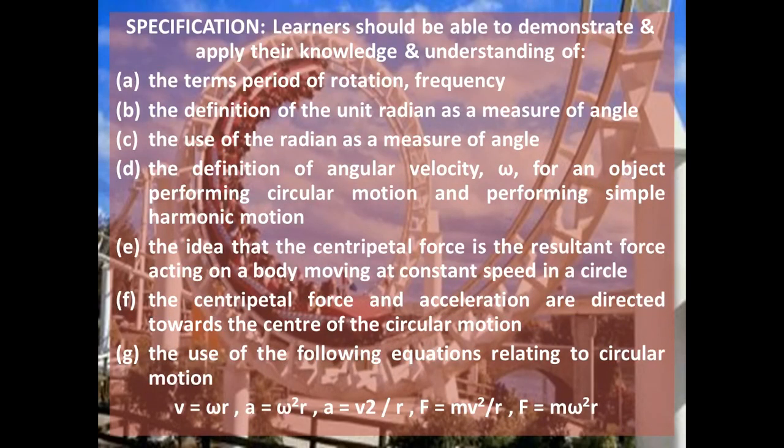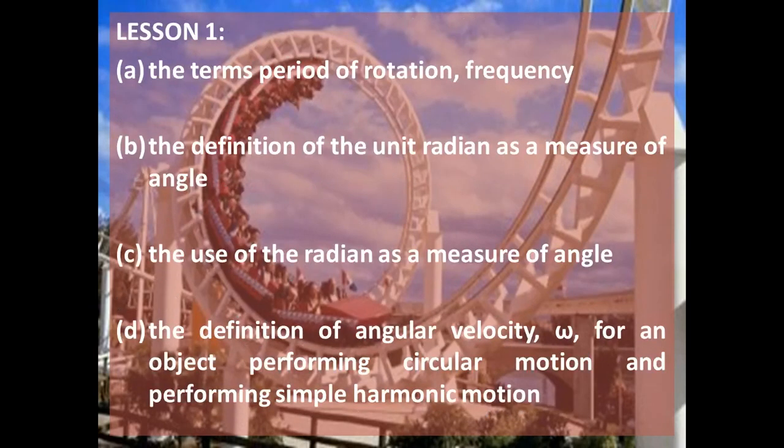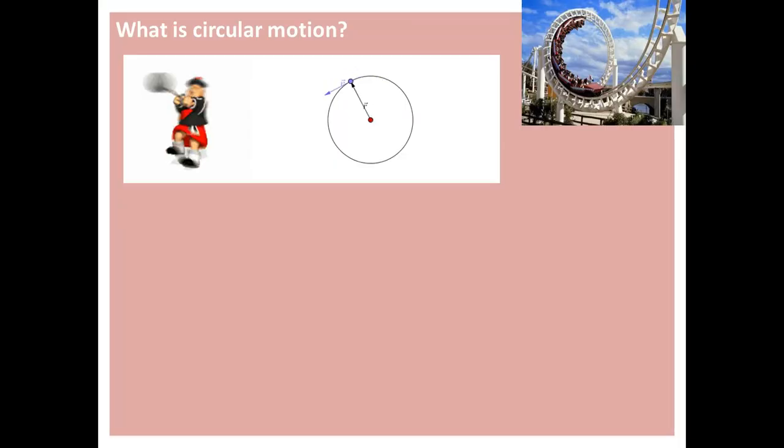I've included the specification, so if you wanted to pause and look at that, feel free. And today we're looking at the first 4 points of the specification, starting with the period of rotation and the frequency. We'll move on to look at a new unit, which is radians, which links to the angles that an object's turning through. And we'll go on to look at angular velocity. So to start with, we're going to consider what is circular motion.